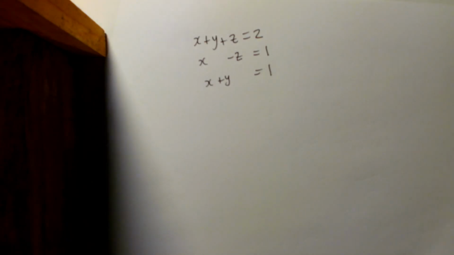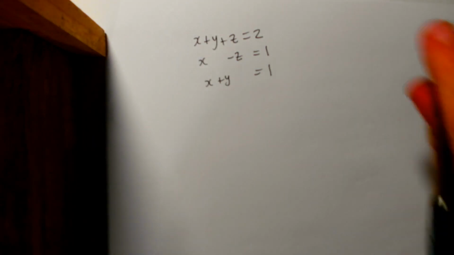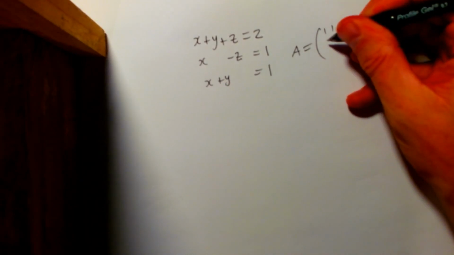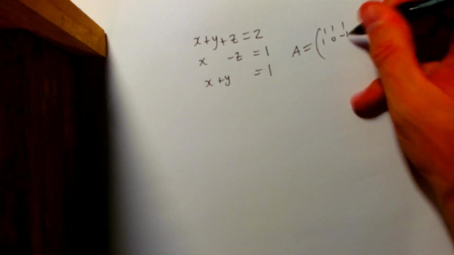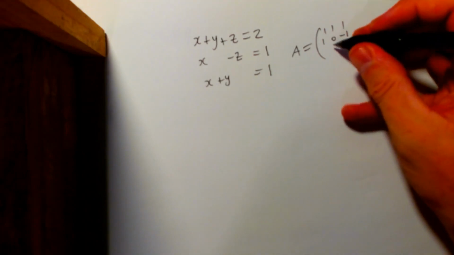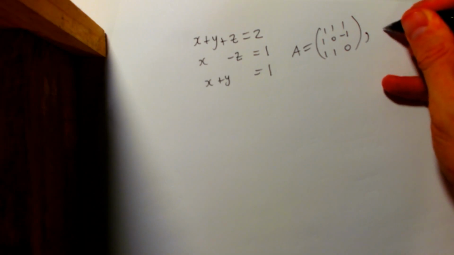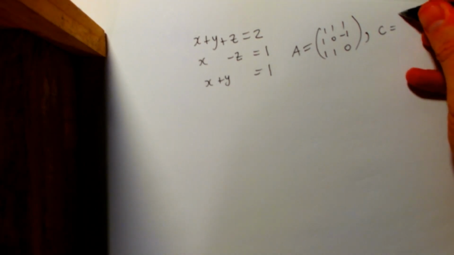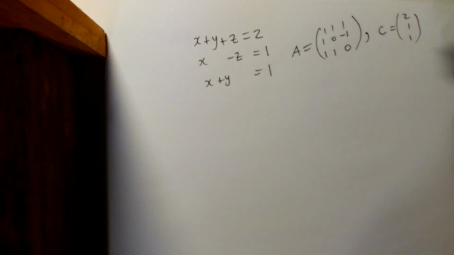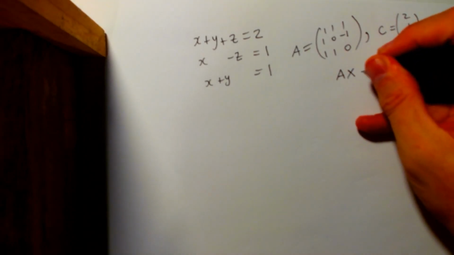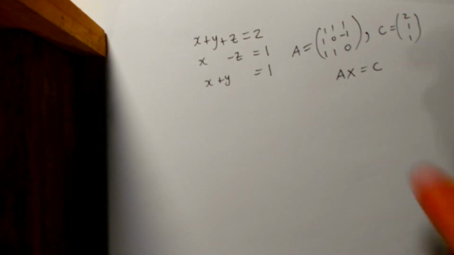Okay, so does it have a unique solution? Well, we want to work out what the determinant of the matrix A is. So let's go ahead and write A equals 1, 1, 1, 1, 0, minus 1, and I'm just reading off the coefficients, and 1, 1, 0. Okay, the right hand side, let's call that C. We have 2, 1, 1. So the matrix equation is AX equals C, where the matrix X is X, Y, Z.